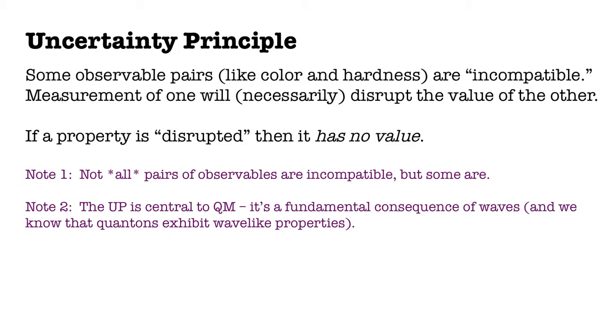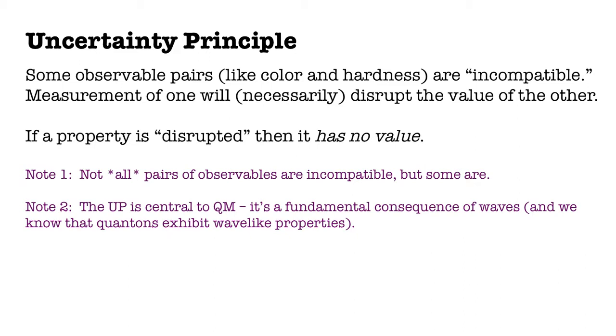Like, for example, a famous one is the position of a particle and its momentum. In other words, loosely speaking, how fast the particle is moving versus where it is physically located. And if you know the position of a particle very well, then you necessarily have a large uncertainty in the momentum of the particle, and vice versa. Even in principle, you are not able to both measure position and momentum of a particle. Here, with color and hardness, even in principle, it is impossible to know both the hardness and the color of an electron at the same time.